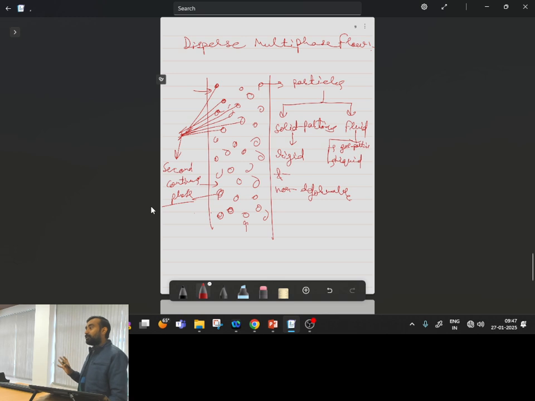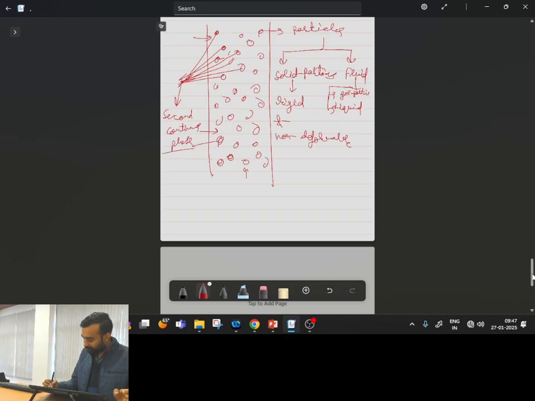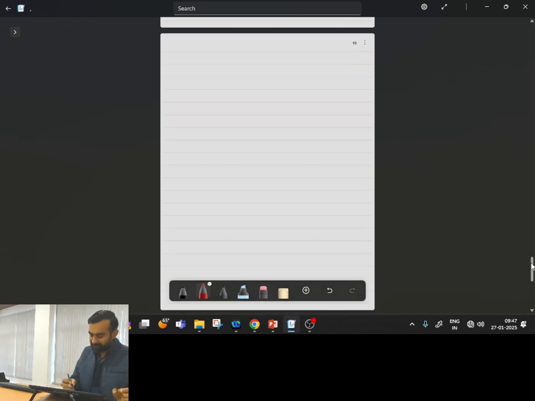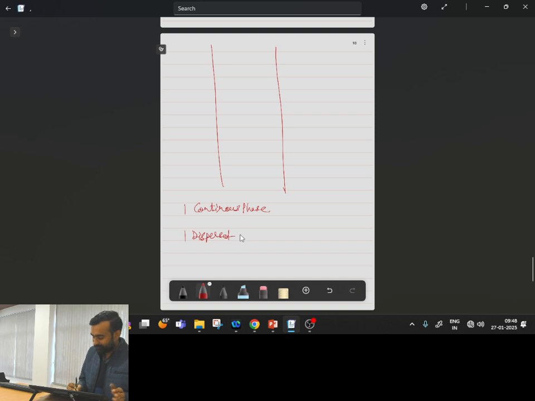Is this point clear? All the particles I have combined together and assumed to be a second continuous phase. So if this is the case, in your flow domain, how many phases am I having now? One continuous phase and one dispersed phase, which I am also calling a continuous phase. Is this point clear? The dispersed phase I also assumed as a second continuous phase.